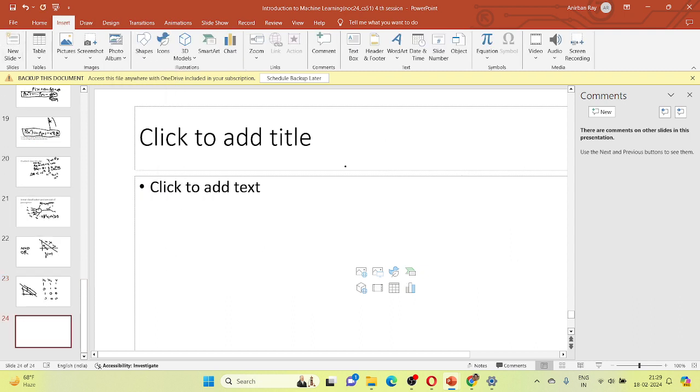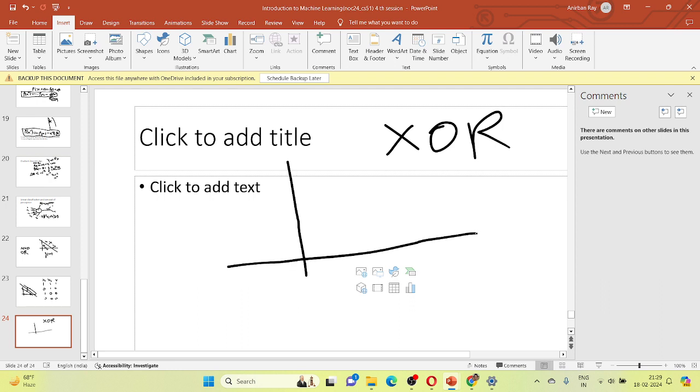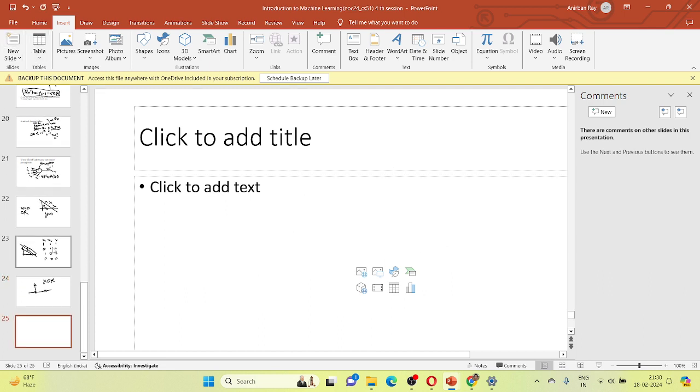So in AND and OR, a straight line is able to classify, but in the case of XOR you cannot fit a straight line. So XOR is this, and you cannot fit a straight line to classify this one, it is not possible. So this is how neural networks started, when the linear classifier, the perceptron, is not able to classify the XOR data set.